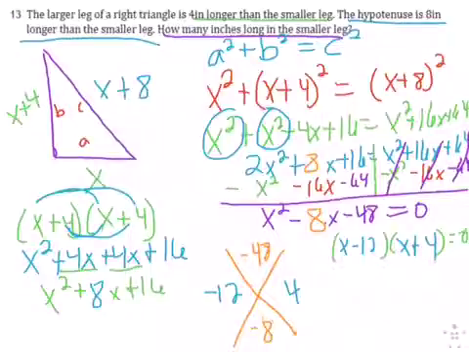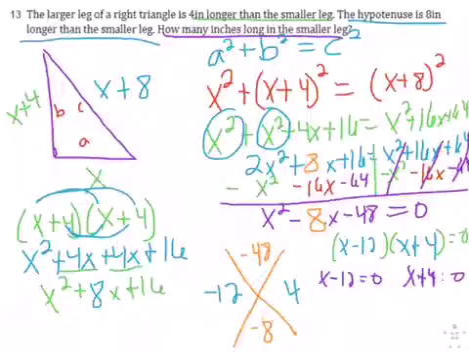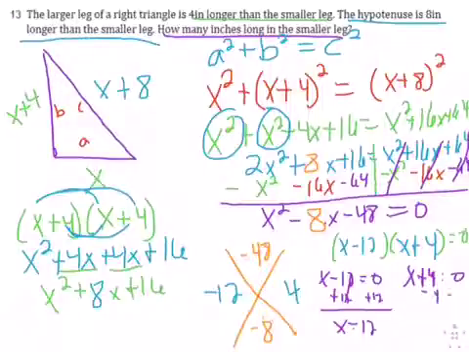Now we're still not done because we still need to solve for x. So we set both factors equal to 0. x minus 12 equals 0 and x plus 4 equals 0. We solve each of these for x. We add 12 to both sides for this one. And we get x equals 12. And we subtract 4 on this side over here. And we get x equals negative 4.